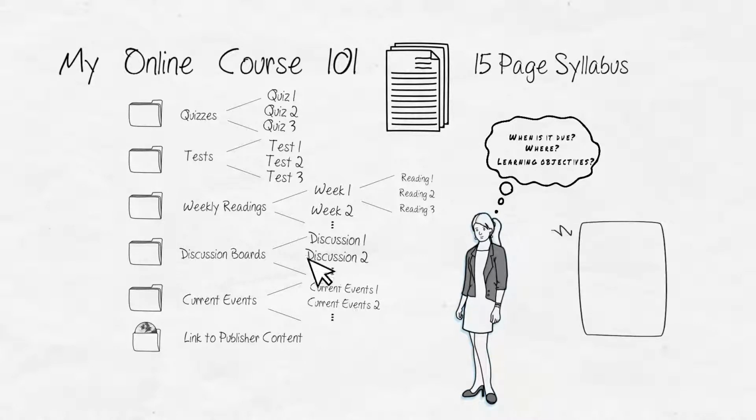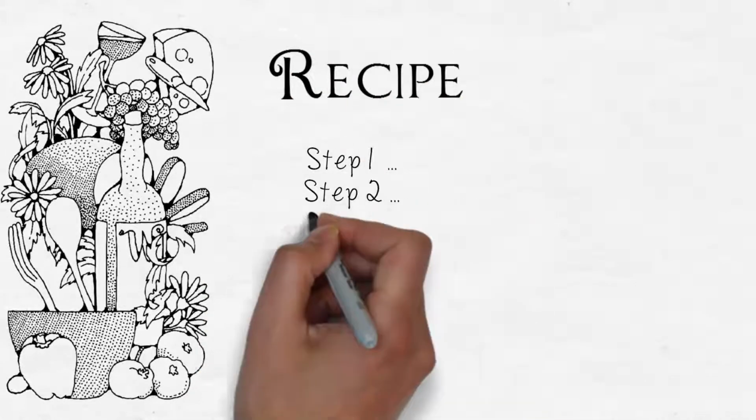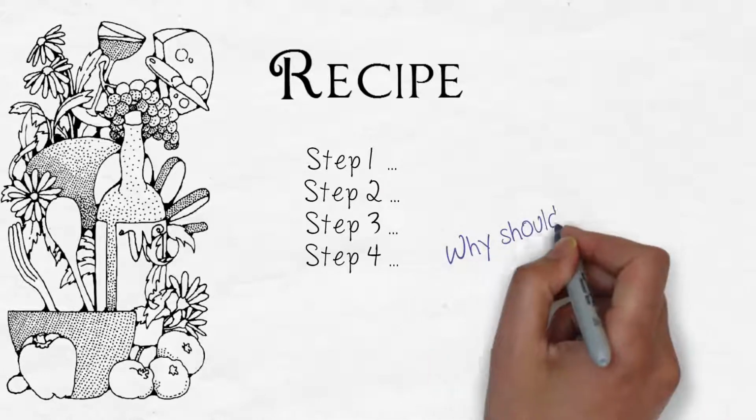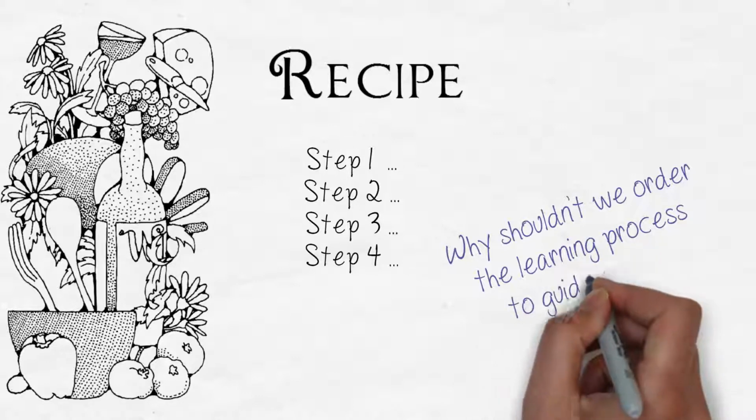To compound this problem, there's no meaningful ordering or naming of the content to reveal how the content relates to each other. Recipes include a step-by-step process, precisely because they guide us through the process of creating something. Shouldn't the course design be structured to guide the students through the process of learning?